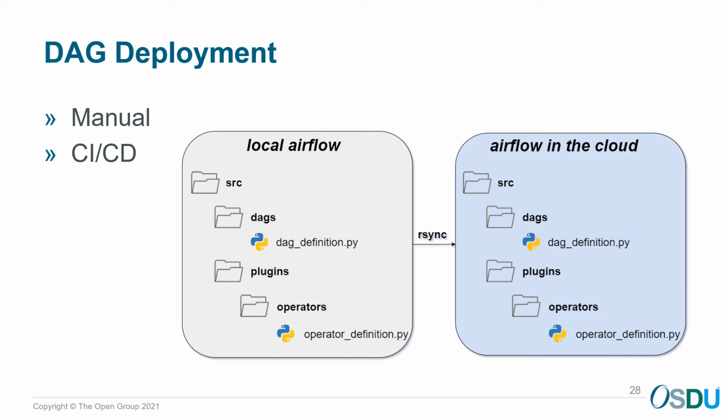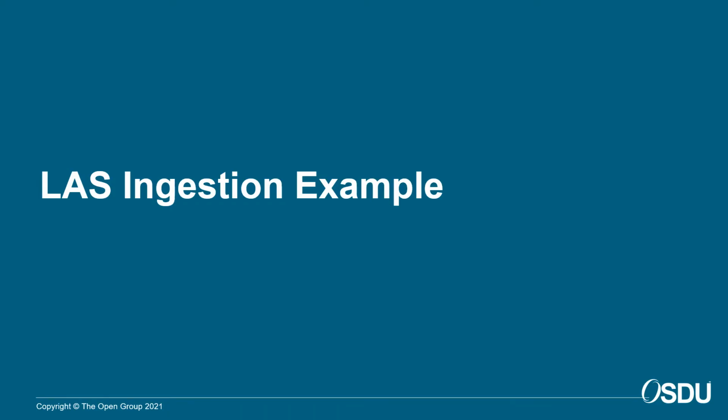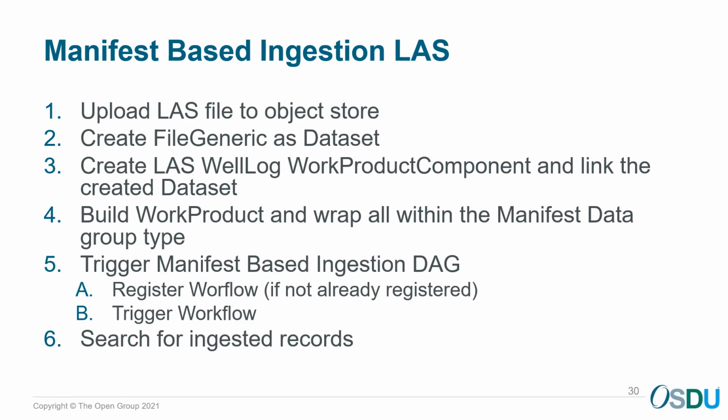For this, identify the location of the DAGs and operators directories in the Airflow installation and copy your source files to those locations. Now, let's review an end-to-end example of how to ingest an LAS file. In this example, we are building a manifest for an LAS log file.